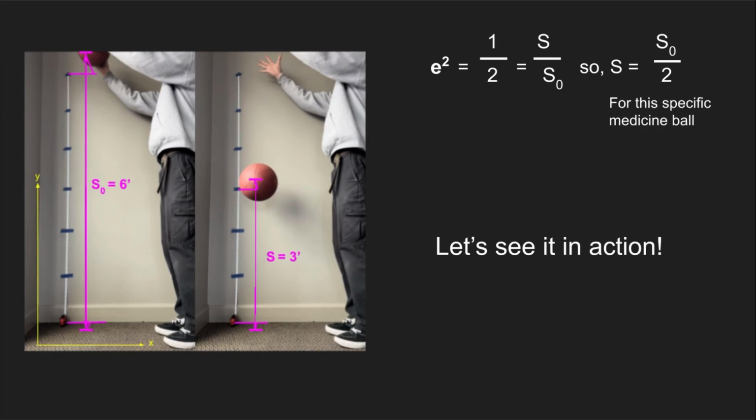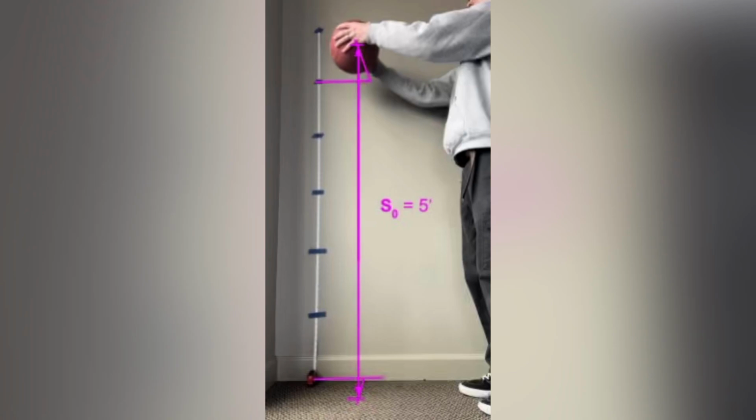We can take this one step further and say that the final height will always be 1/2 of the initial height for this specific medicine ball. The initial drop was at 6 feet, so we can check this out by trying a few different heights next to the ruler. Each one of the tape marks is 1 foot. The first drop I do to test the equation will start with an initial height of 5 feet. Using the equation, I will predict that the final height will be about 2.5 feet, 1/2 of 5 feet.